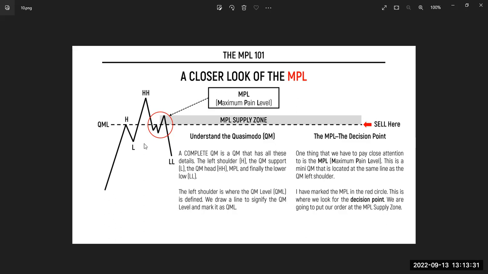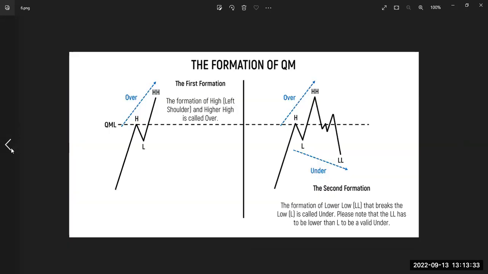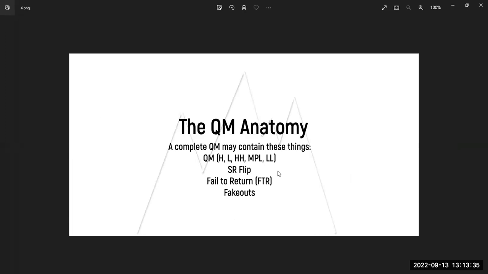That is why I told you that a complete Quasimodo, let's go back to where we started from. A complete Quasimodo must have all these things. A QM, you see, that's a complete Quasimodo. A complete setup of this Quasimodo must have all these things. A Quasimodo setup is different from all these things. So a complete QM: a high, a low, a higher high, MPL, maximum pain level, a lower low, support and resistance flip, fail to return, and fake out. All these things must be complete before you can trade a complete setup on Quasimodo, guys.